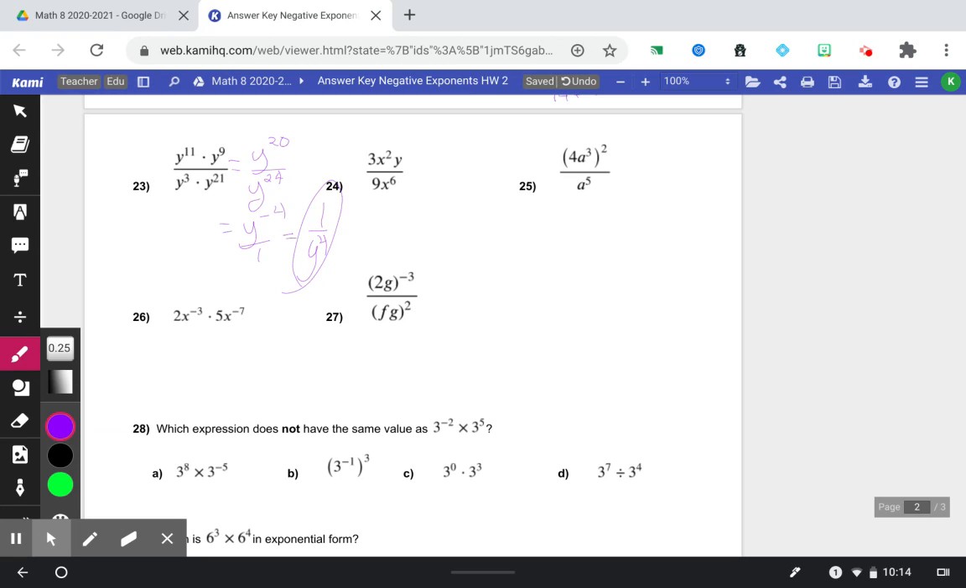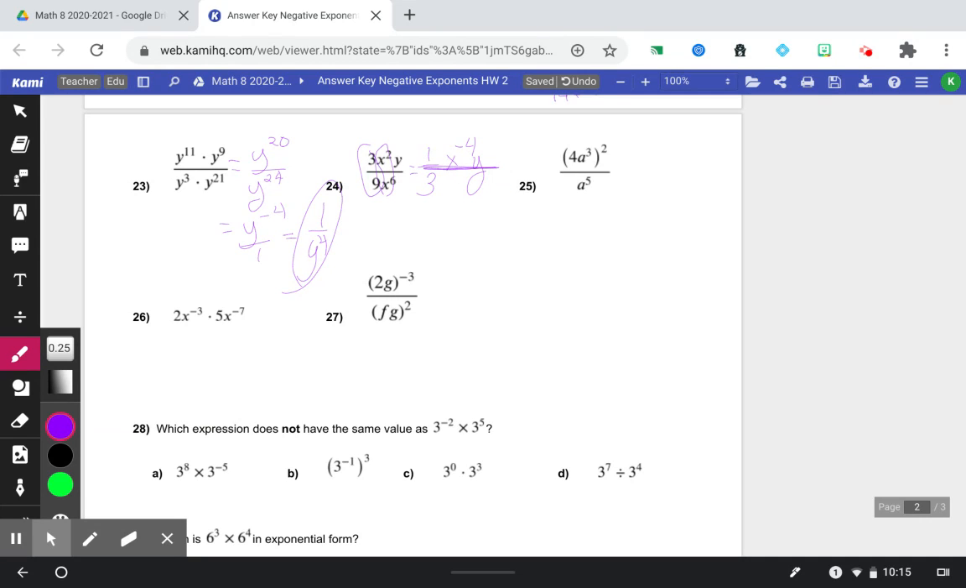Okay. All right, 24. So 3 and 9 are coefficients. I am going to just reduce that to 1/3. Then I'm going to divide my like bases of x. So I keep the x, I subtract the exponents, I get x to the -4th, and then my y will just stay y.